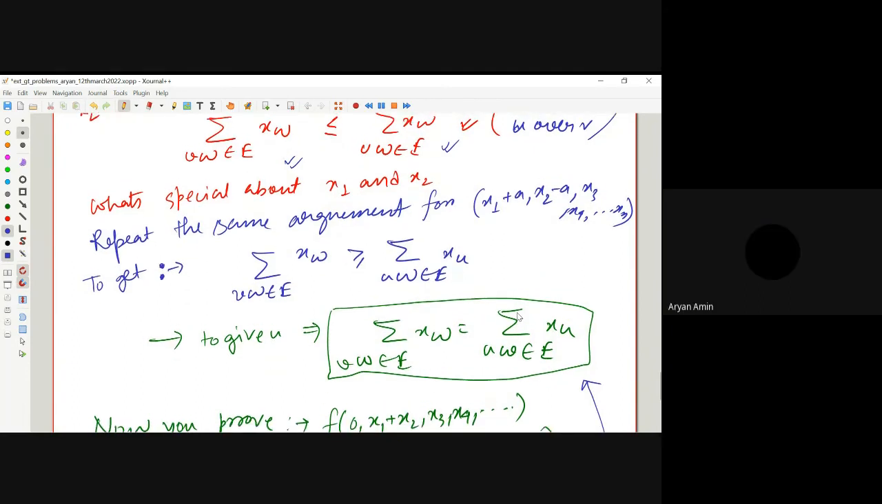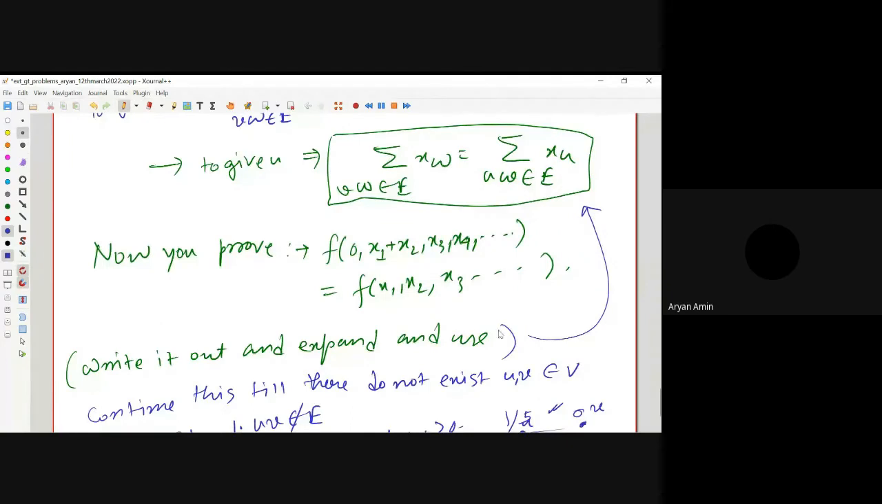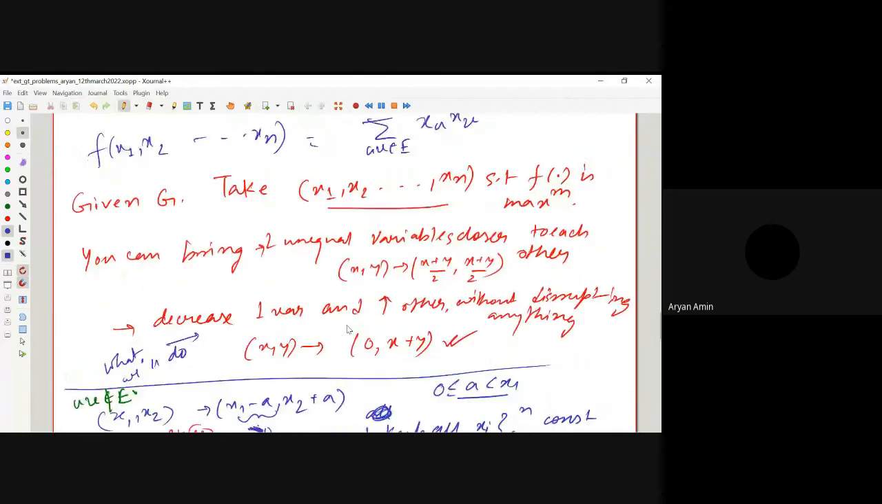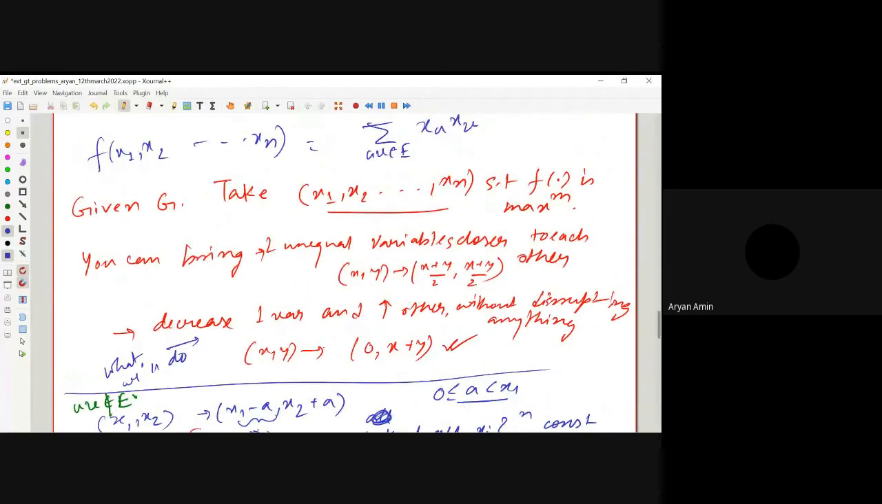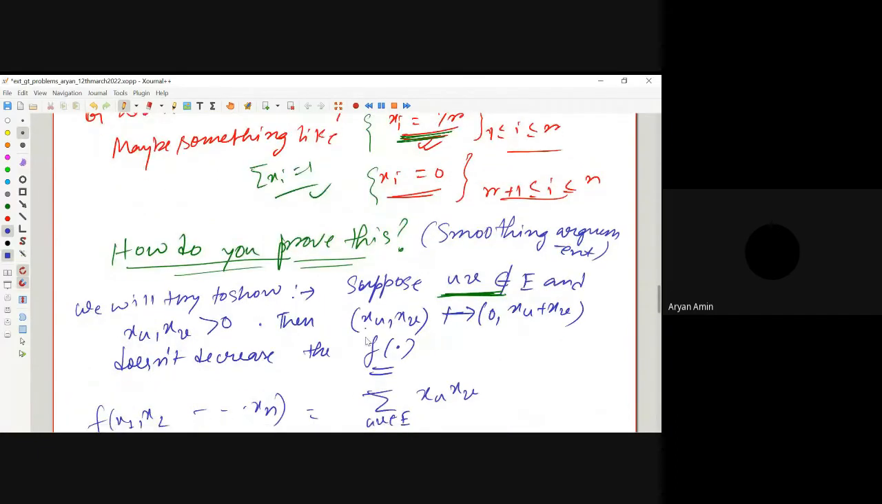So first thing, our target is to prove that this holds, right? I'm just using the blue border for this thing. You are trying to prove that this thing holds. So our main target is to show that this operation is not going to decrease the f value.